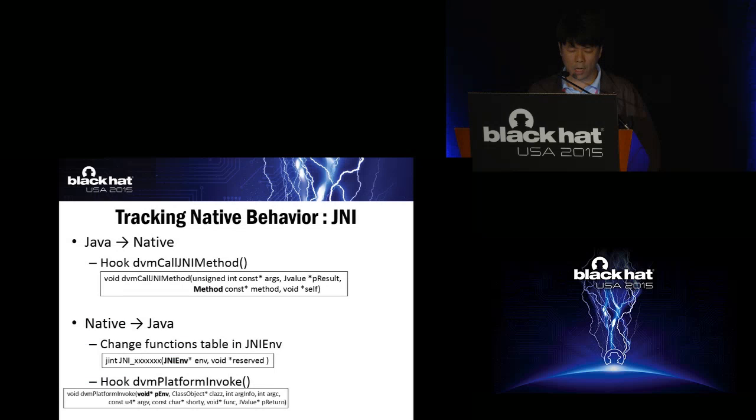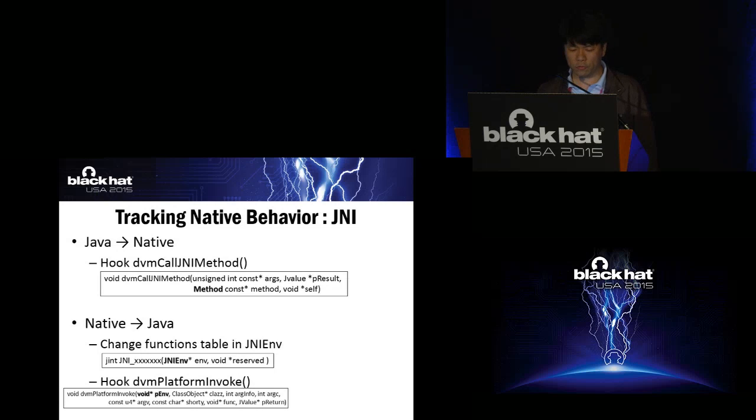Now I'll explain how to track native behavior. First, when a Java method calls a native function, the Dalvik virtual machine executes the dvmCallJNIMethod function. dvmCallJNIMethod gets arguments, a result value, and the method structure as parameters. The method structure has the native function name and the address that is called by Java. And dvmCallJNIMethod is used for calling all native functions, so filtering is needed to trace a specific function.